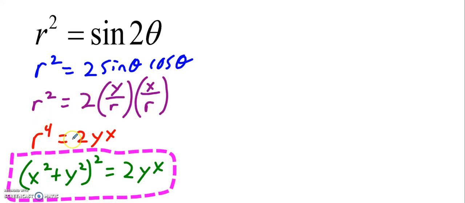Okay, how is that helpful? Well, so I end up with r to the fourth equals 2yx, but r squared is x squared plus y squared, so r to the fourth is x squared plus y squared, squared. Don't try to solve this. This is not a function, so don't try to solve it for y or isolate the y in any way. Just leave it like that.